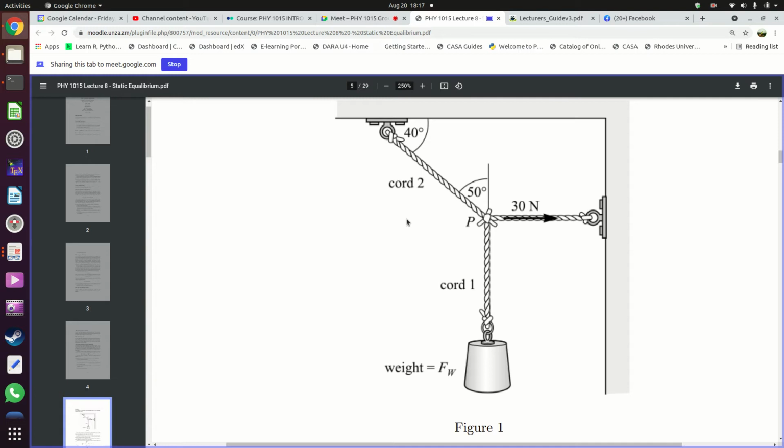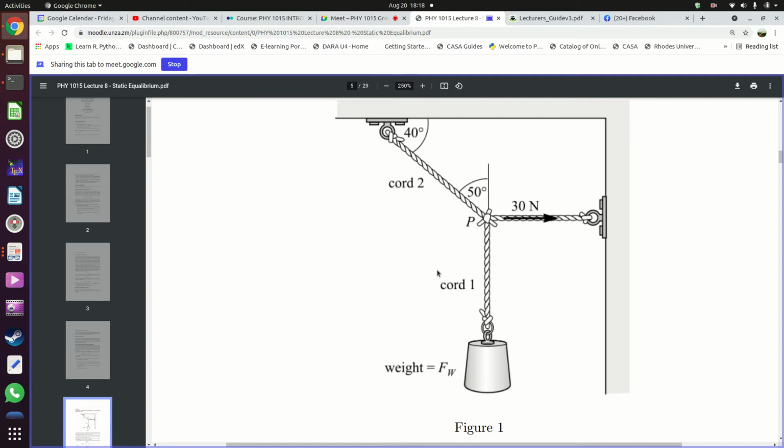So you need to draw an xy plane over this point P. Then you choose either this side or the other side to be your positive x-axis. If we choose this side to be our positive x-axis, then this rope makes an angle of 0 degrees. This other rope here makes an angle of 140 degrees. Then this rope will make an angle of 270 degrees.